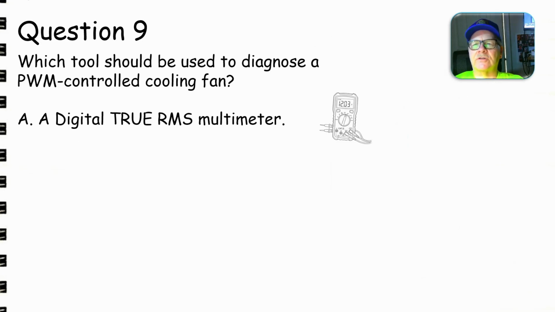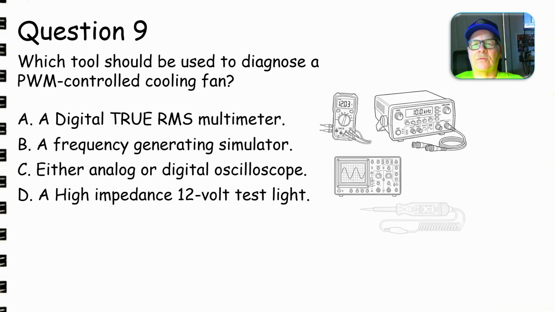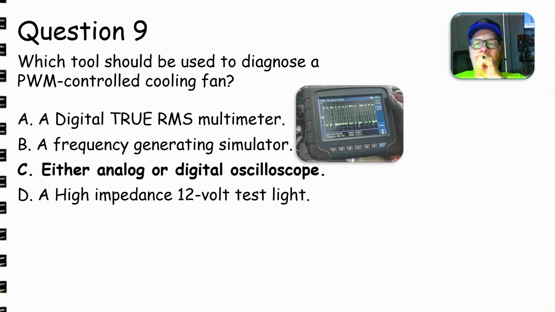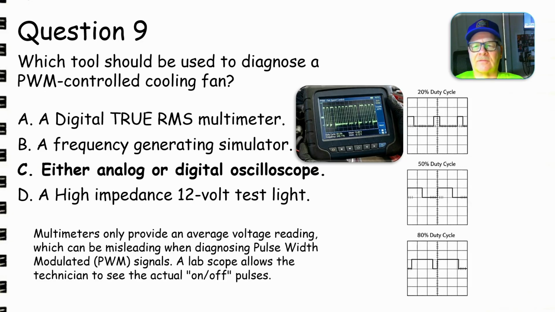Question 9, which tool should be used to diagnose a pulse width modulated control cooling fan? Would you use a digital true RMS multimeter, a frequency generating simulator, either analog or digital oscilloscope, or a high impedance 12 volt test light? Analog or digital oscilloscope. Multimeters only provide an average voltage reading.